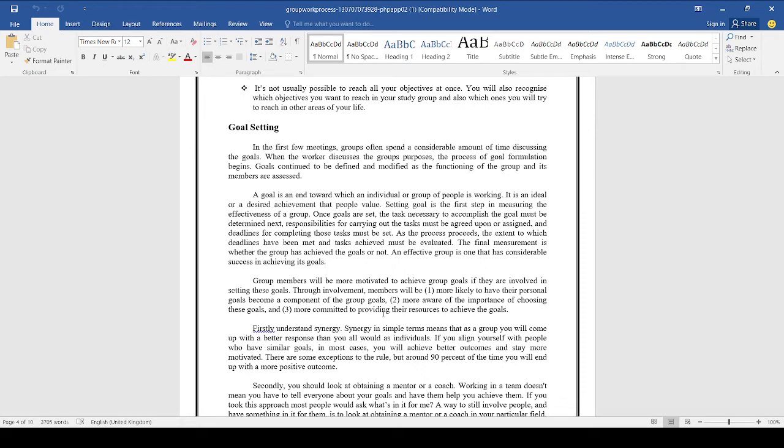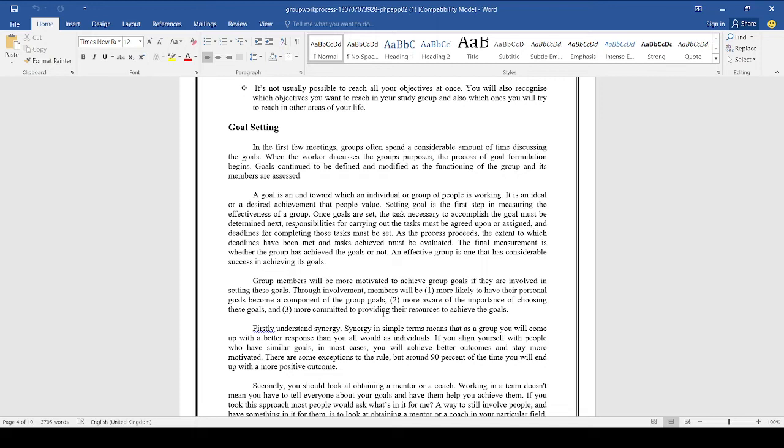Through the involvement, members will be more likely to have their personal goals become a component of the group goal. Their individual goal and group goal are almost the same. They are more aware of the importance of the group goal and individual goal. They are more committed. Especially, each individual member is a resource, so they are using their resources to achieve the group goal.